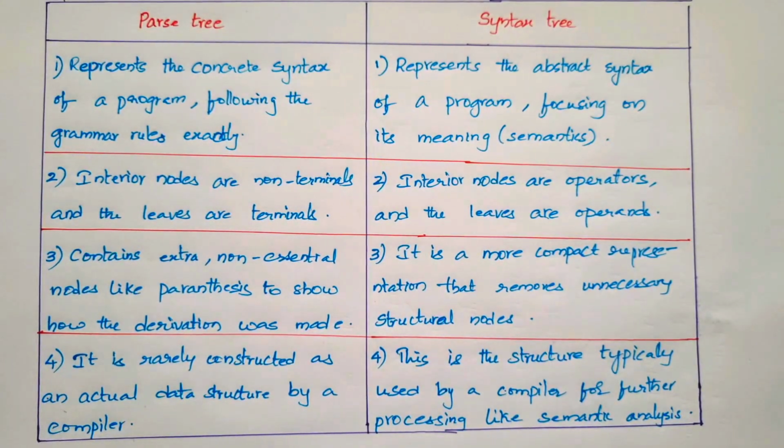We can conclude this topic by telling that a parse tree concentrates on how a program is derived from grammar rules, while the syntax tree concentrates on what the program means. Because of its simplicity and efficiency, the syntax tree is the preferred representation used by most of the compilers.